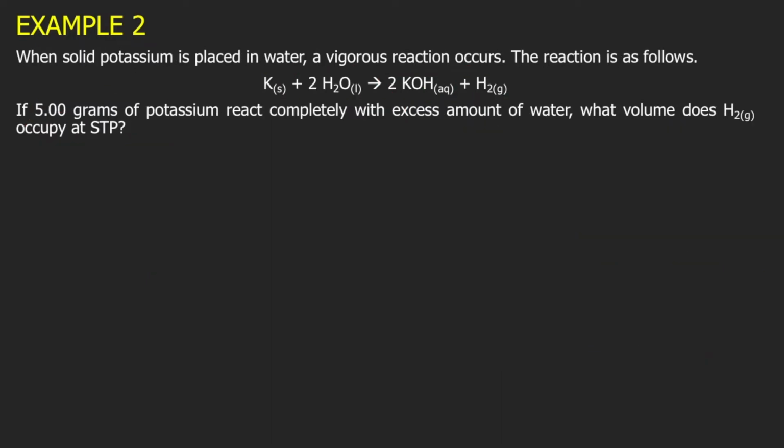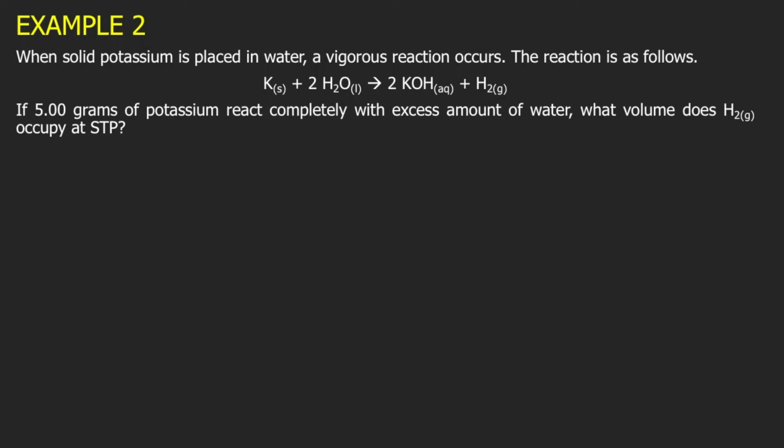Okay, so for example 2, when solid potassium is placed in water, a vigorous reaction occurs. The reaction is as follows. If 5 grams of potassium react completely with excess amount of water, what volume does hydrogen gas occupy at STP?